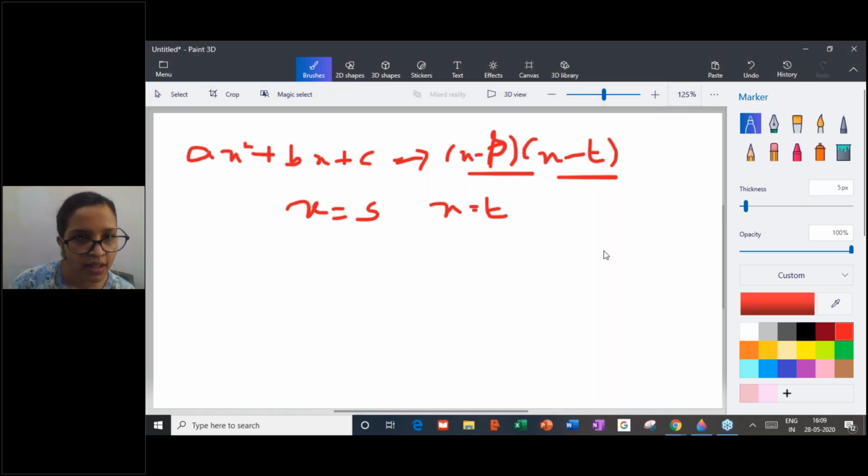Somebody has a question. Identity is tomorrow. So identities will be covered tomorrow. I want to do the part where you solve by factor.